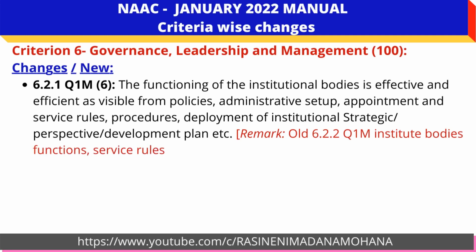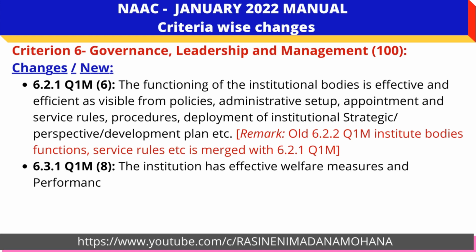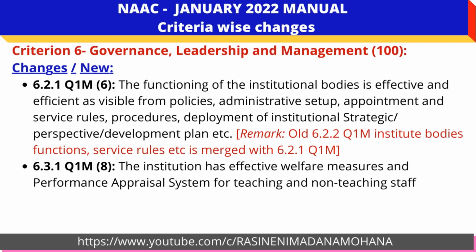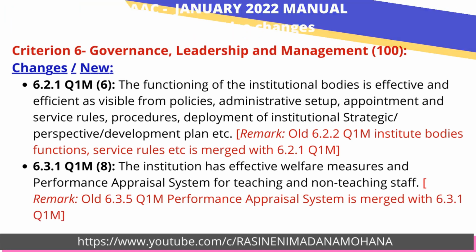Both are merged. Next one, 6.3.1, again qualitative, 8 is the weightage. Institution has effective welfare measures for teaching and non-teaching staff and performance appraisal. Earlier, welfare measures was a separate qualitative metric, and performance appraisal was also a separate qualitative metric. Now these two are merged and made into 6.3.1. Then both weightages are also merged, that is 8. So old 6.3.5 performance appraisal system is merged with this welfare measures, 6.3.1.